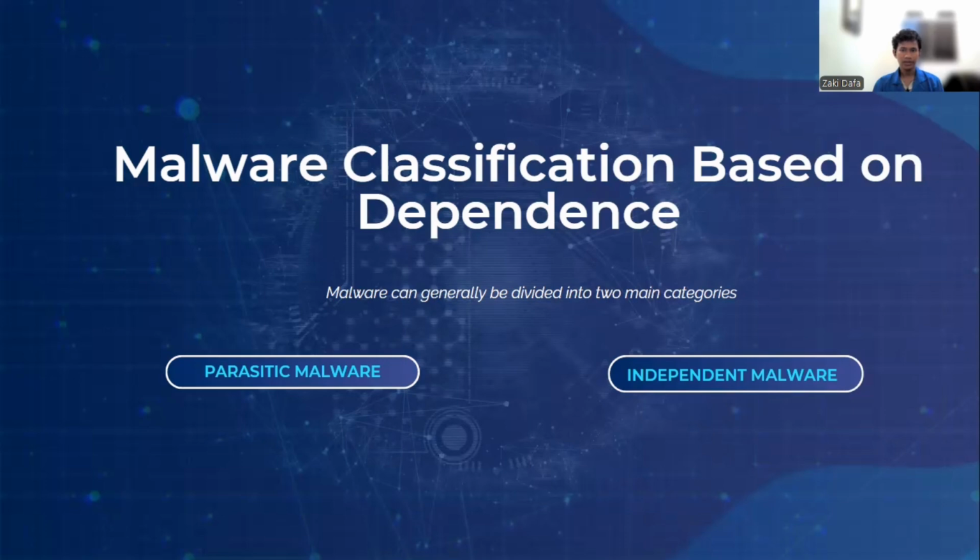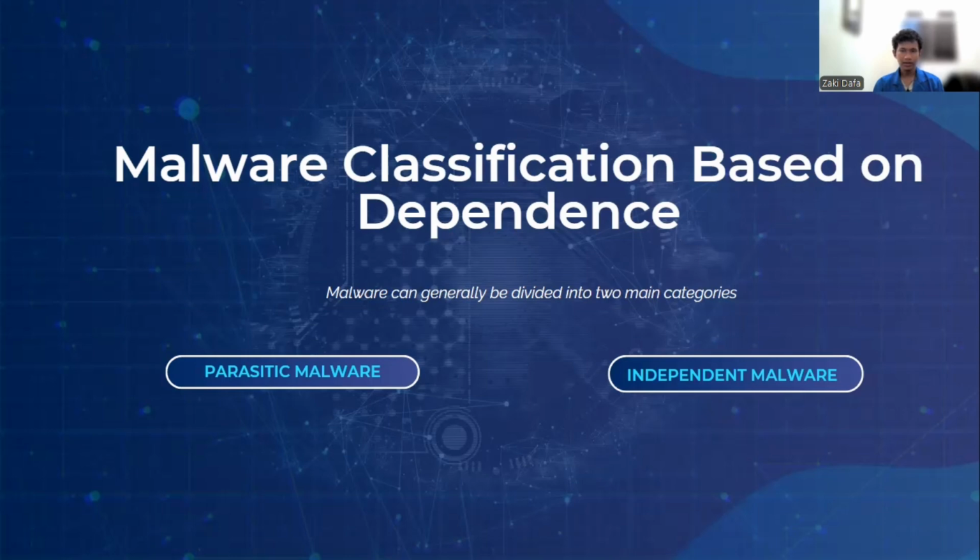Malware classification based on dependence. Malware can generally be divided into two main categories. The first one is parasitic malware. This group requires a host program to function and cannot live or run independently. Essentially, they are code snippets that attach themselves to other applications, utilities, or system programs in order to activate and spread.